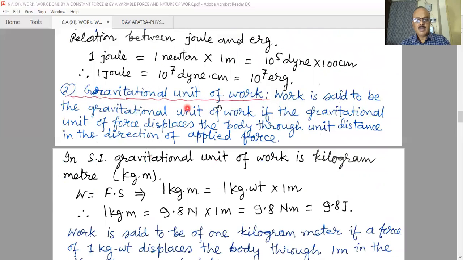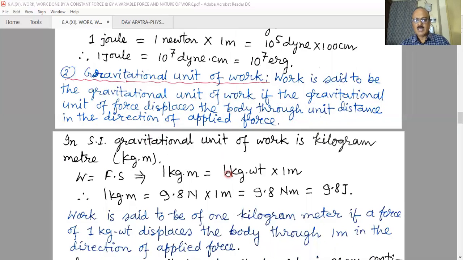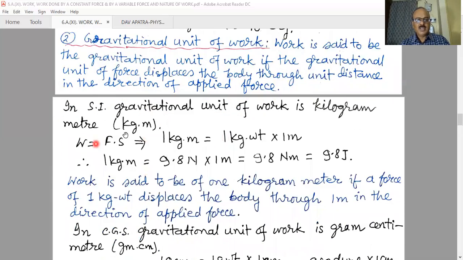Now, the gravitational unit of work. The work is said to be the gravitational unit of work if the gravitational unit of force displaces the body through unit distance in the direction of applied force. Obviously, when we are saying gravitational unit of work, then we have to take the gravitational unit of force also. In SI, the gravitational unit of work is kilogram meter. That means kg meter.